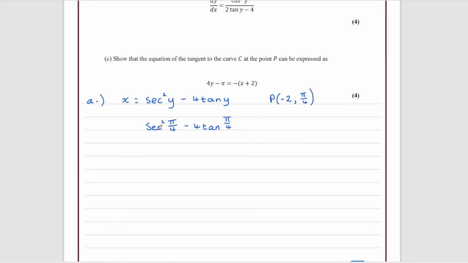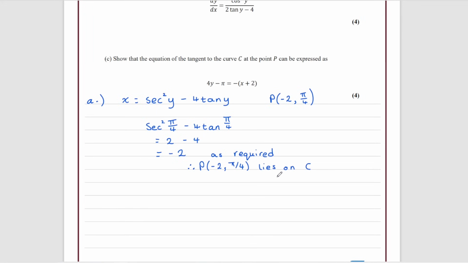Well, sec squared pi over 4 is equal to 2. Tan pi over 4 is equal to 1. So -4 tan pi over 4 is minus 4 lots of 1, so that's -4. And 2 minus 4 is equal to -2, as required. And that proves that the point P lies on the curve C. So therefore, P with coordinates -2 and pi over 4 lies on C. And there we have it. So that's the solution to part A.